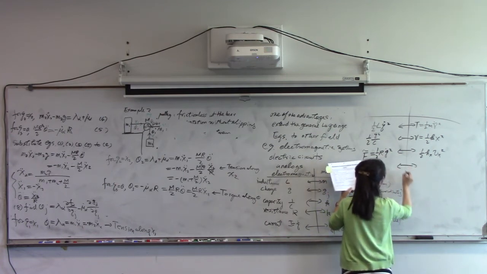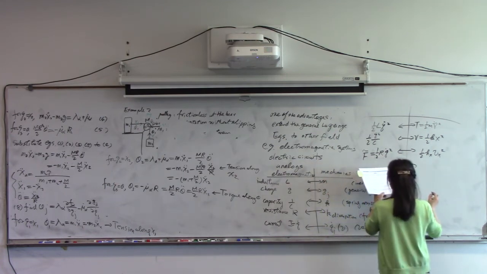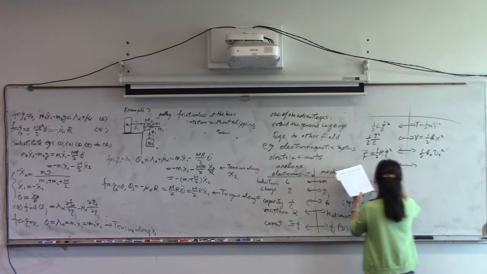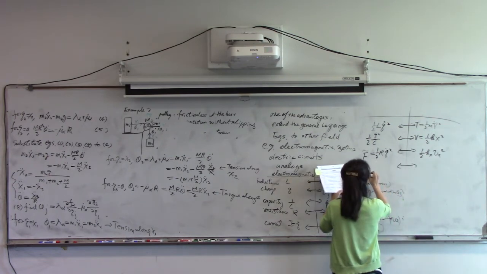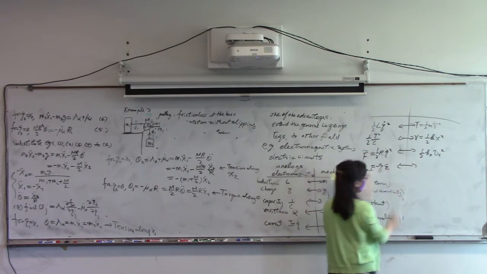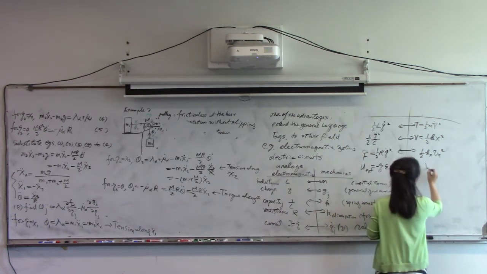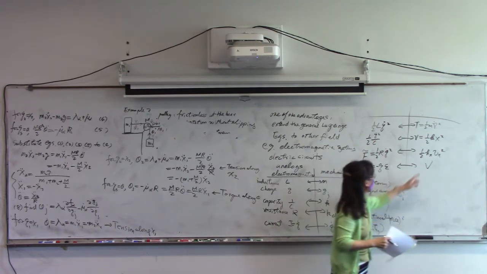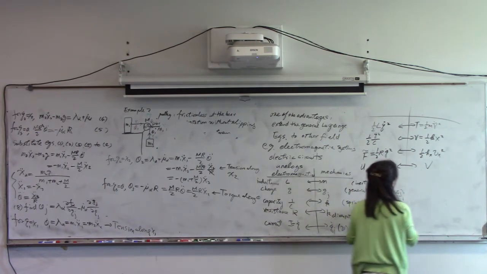The last one is this external potential. I'm going to use external, it's minus Q. Let me use this one. So that is another potential, the external potential in this mechanics analogy.